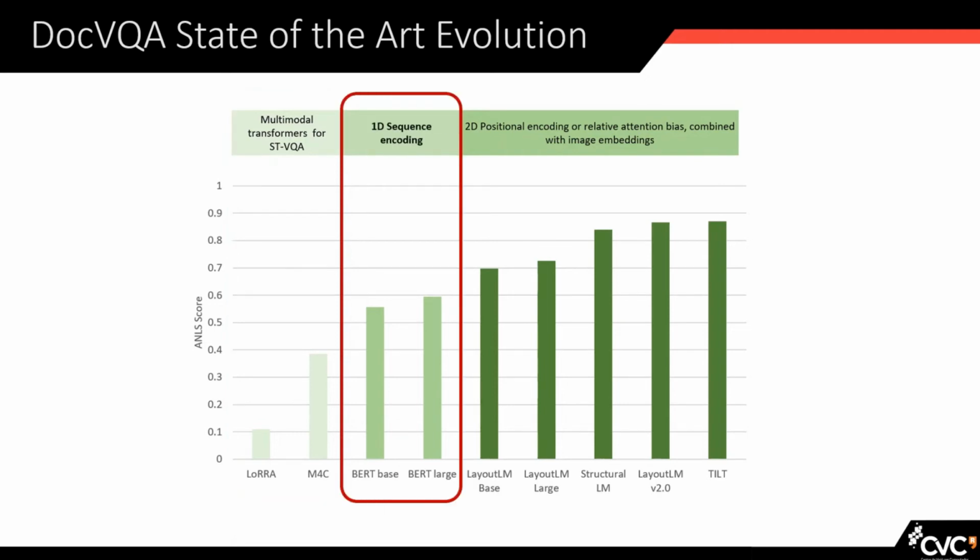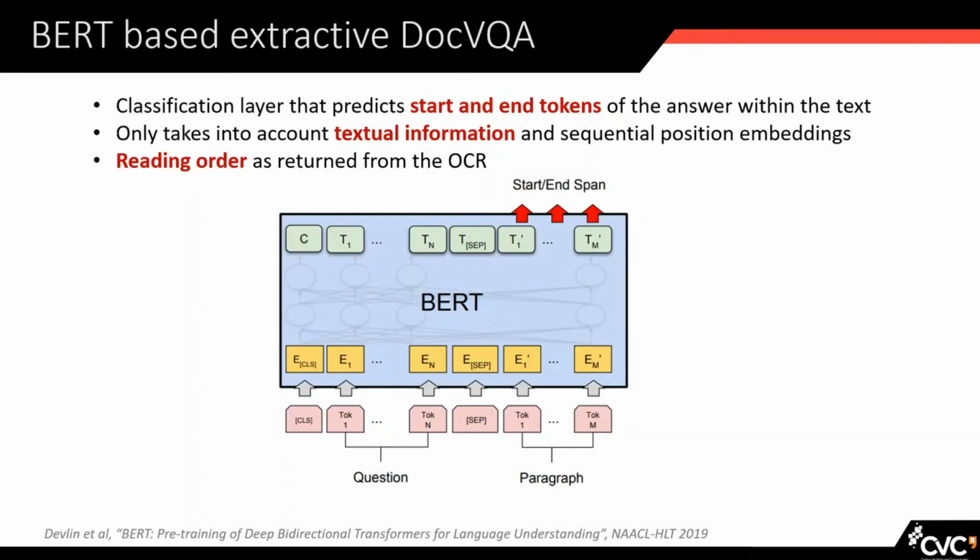Then we have the one-dimensional sequence encoding methods that we have been presenting during these couple of days. They are based on the BERT architecture, which just adds a classification layer that predicts the start and end tokens of the answer, given a context, which is just the concatenation of the OCR tokens in reading order, from left to right and top to bottom. These methods are very limited because the answer must be a part of the context, and the one-dimensional layout information is also quite limiting.